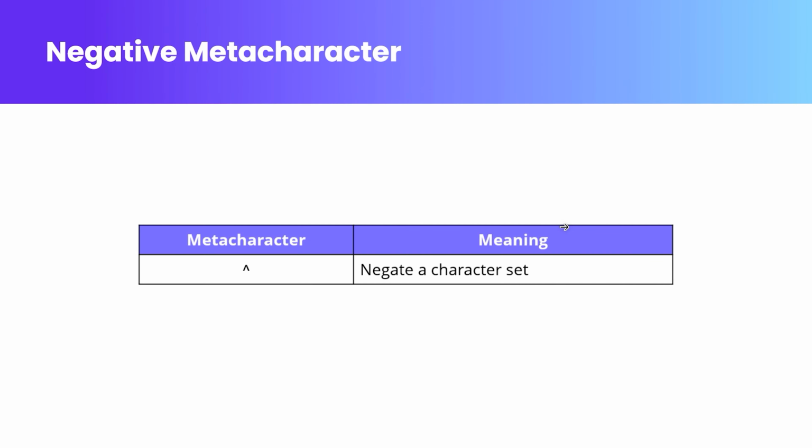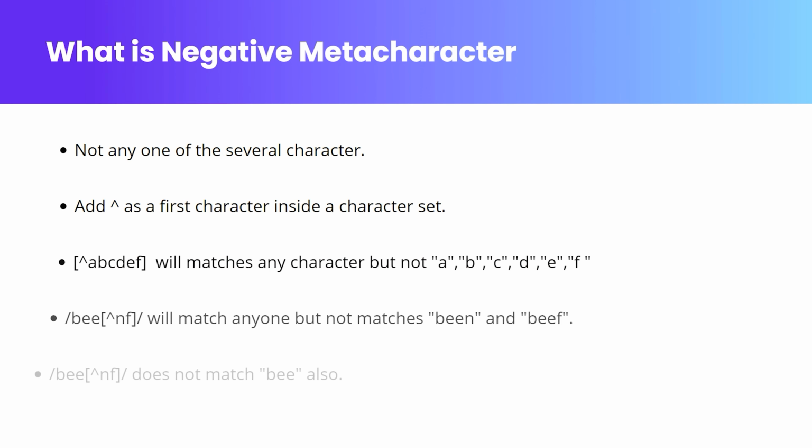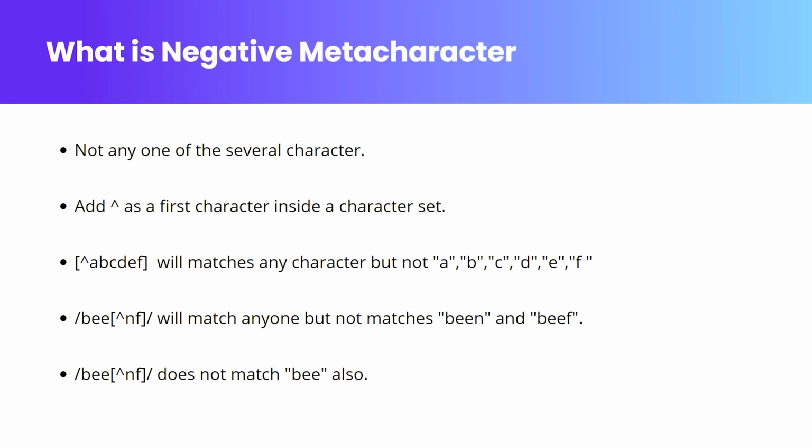Another meta character is the negative meta character, which is represented by a caret. It is used to negate a character set. It means that inside the character set, it will not match any one of them. It is put as the first character inside a character set. Here you can see some examples.